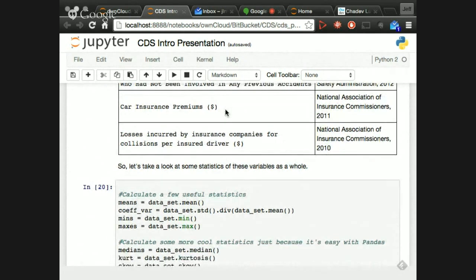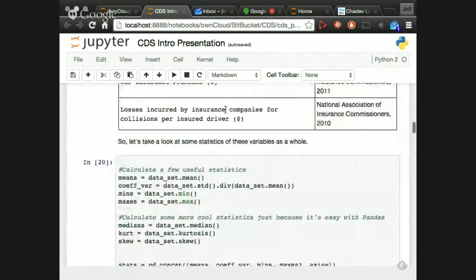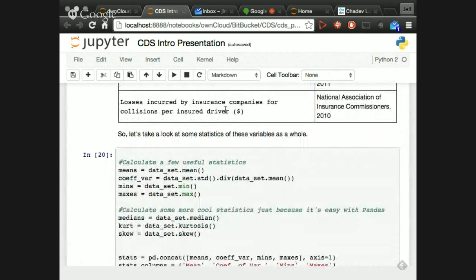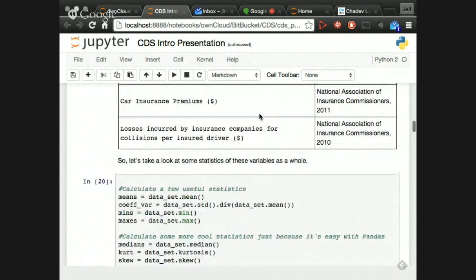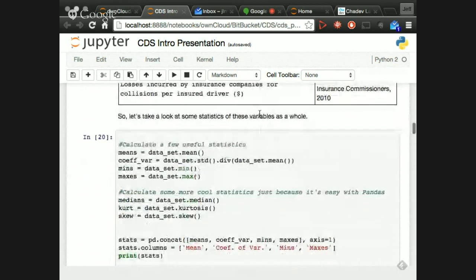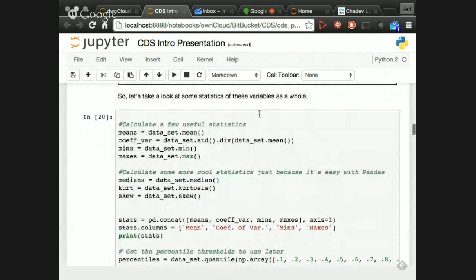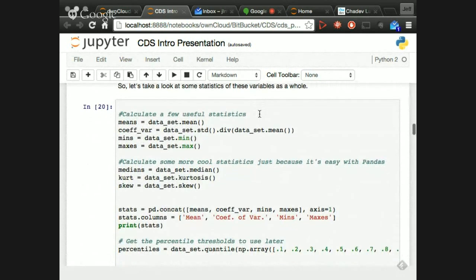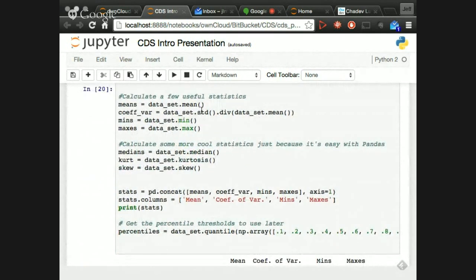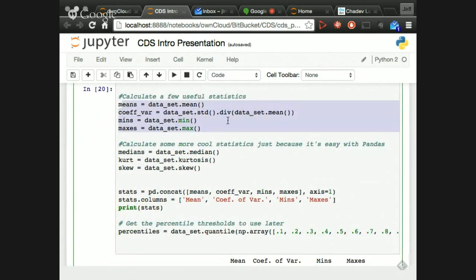And sort of a little bit unrelated, but it was part of the data set, is car insurance premiums and losses incurred by the companies for collisions. So I guess it is kind of related. So anyways, the first thing we're going to do is look at some statistics for the data. And so right here, I'll calculate for these 4 lines right here. This is working with the pandas data frame. This calculates for each of those categories there, the mean, coefficient of variation, the minimum, and the maximum.